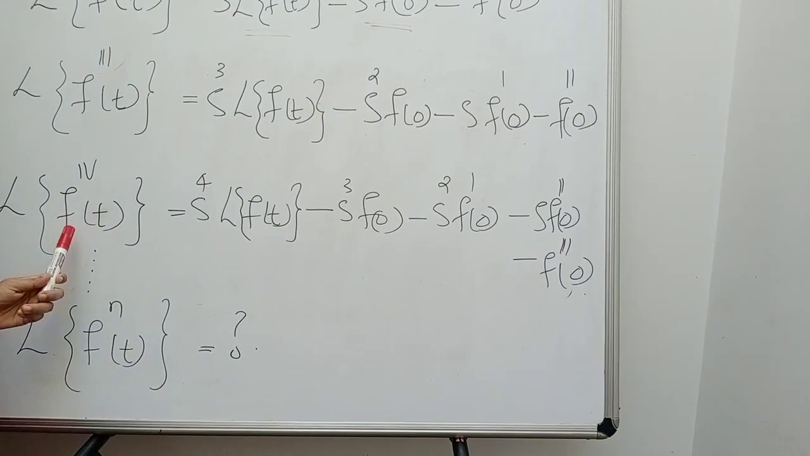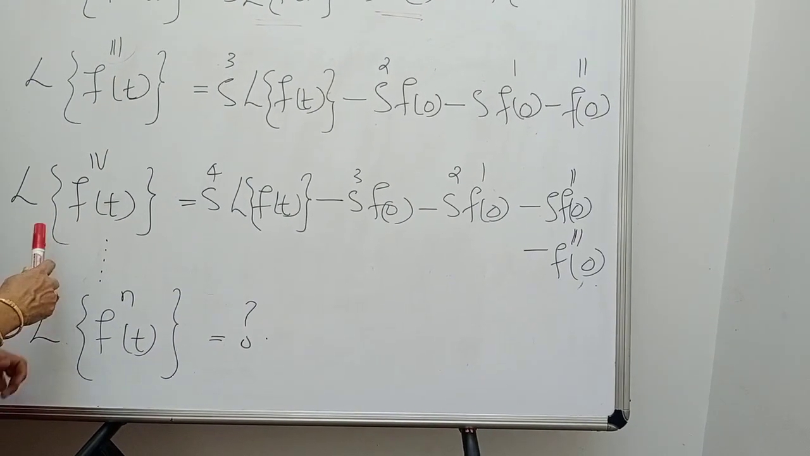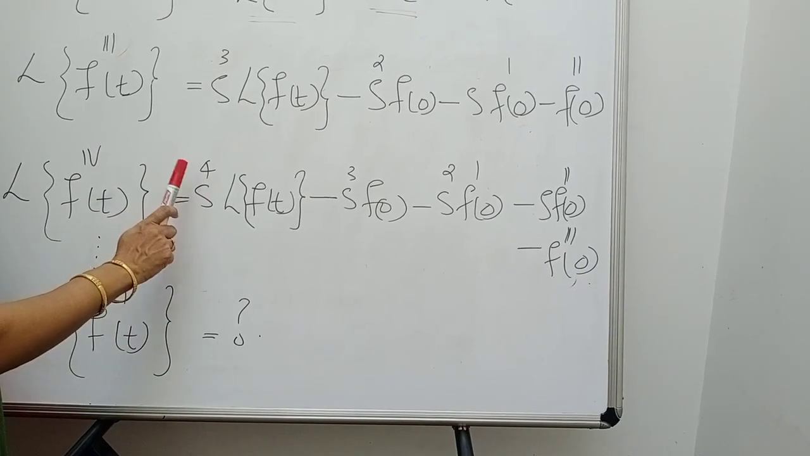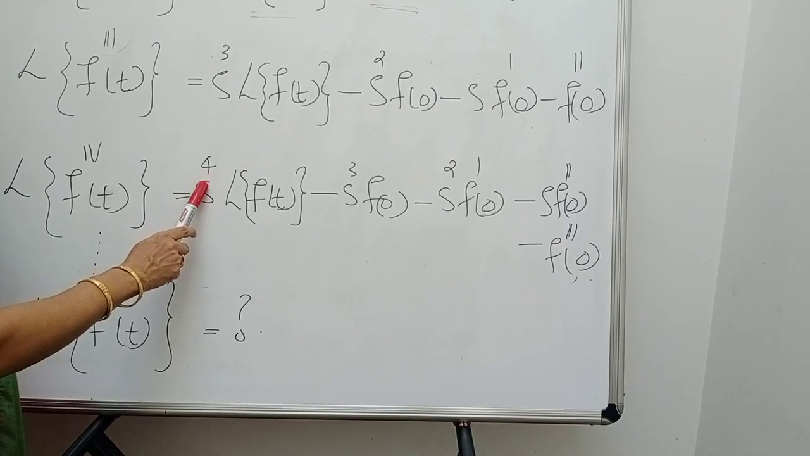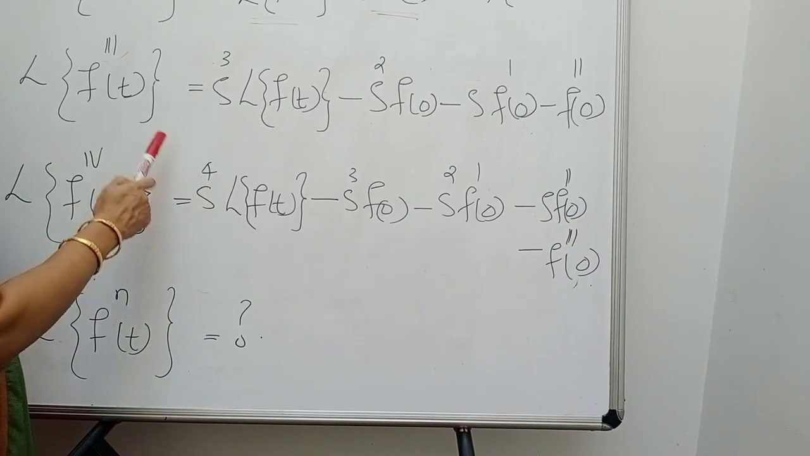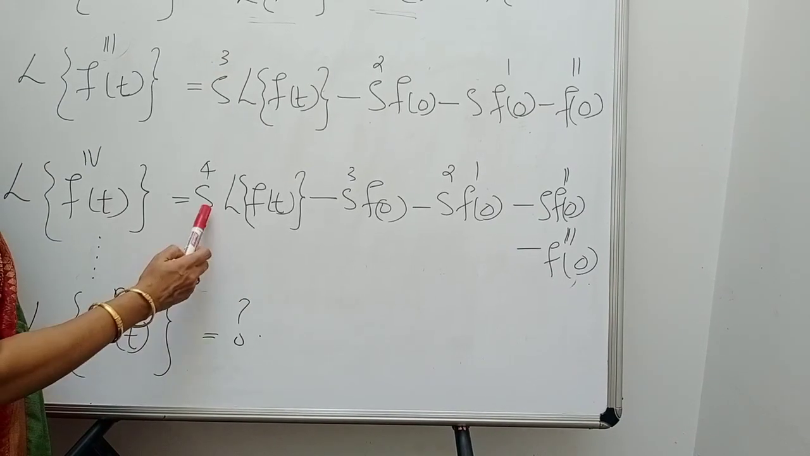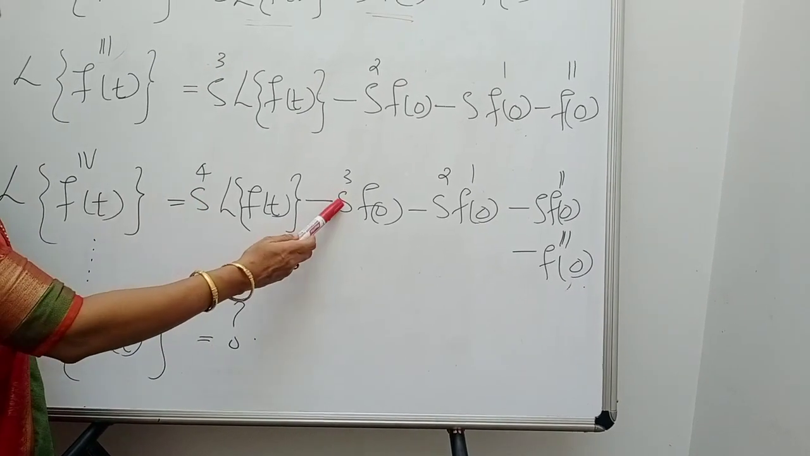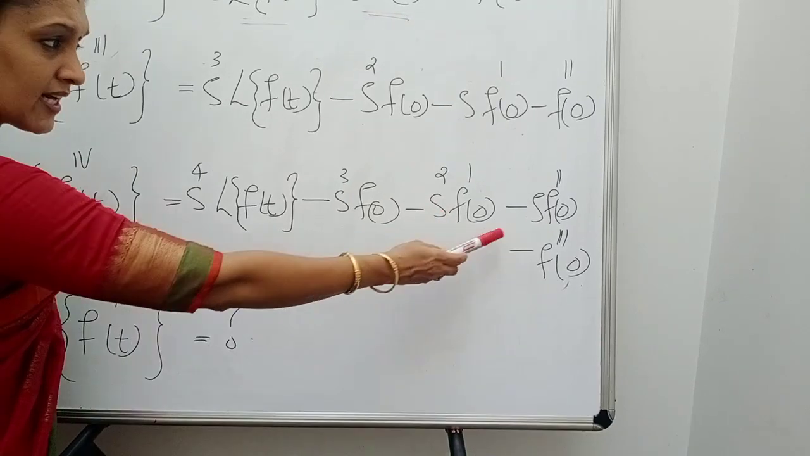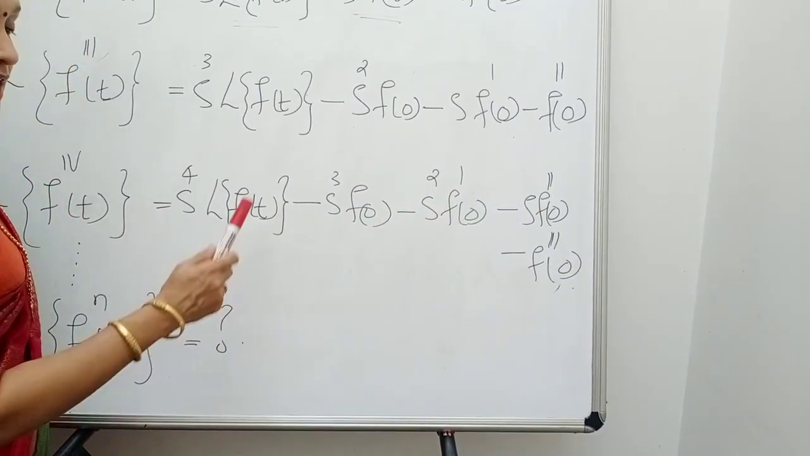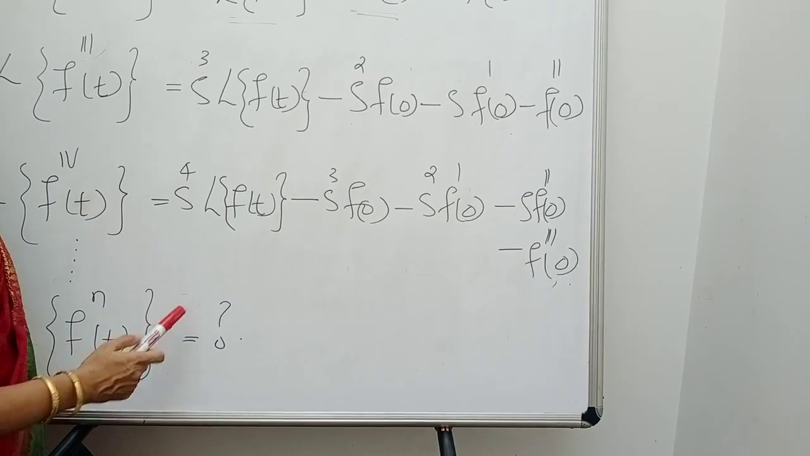Now come to the fourth derivative. L f fourth derivative of t. What is it? So I told you we should start with s raised to 4. Okay. Now first arrange this in descending powers of s. So s raised to 4, s cube, s square, s raised to 1 and s raised to 0. That much of terms we have in the expansion.